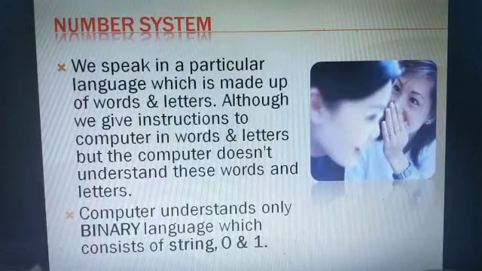We speak in a particular language which is made up of words and letters. Although we give instructions to the computer in words and letters, the computer doesn't understand these words and letters. From this we can simply understand that human conversation has its own language, and it usually consists of words and letters. But the computer works on machine language, or we can say binary language, because the computer cannot understand human language. Just because of this, we have to learn something about the number system.